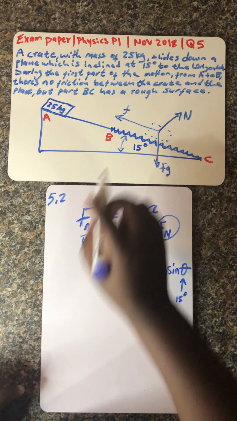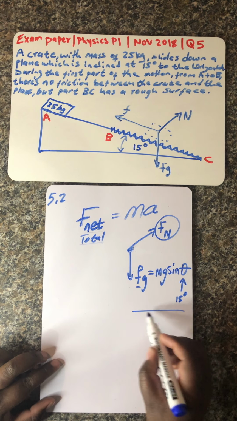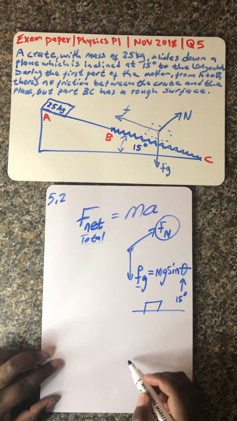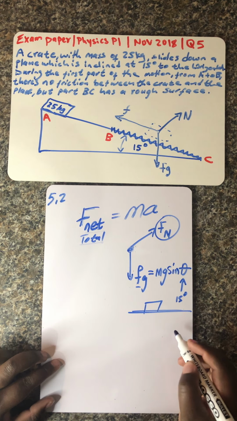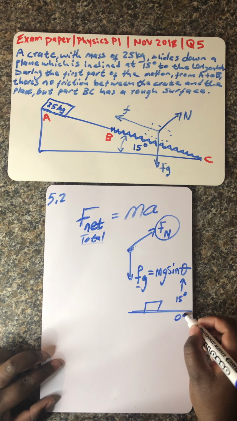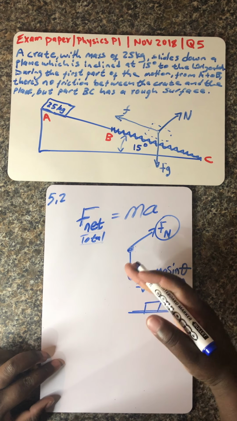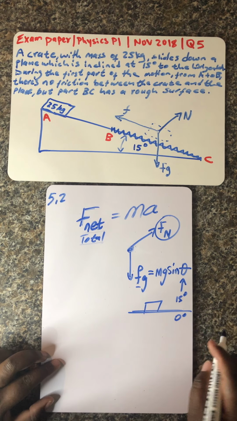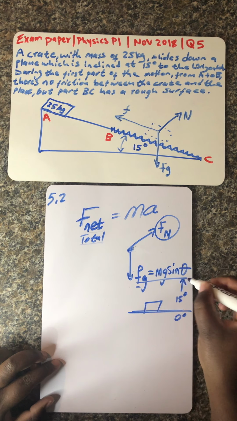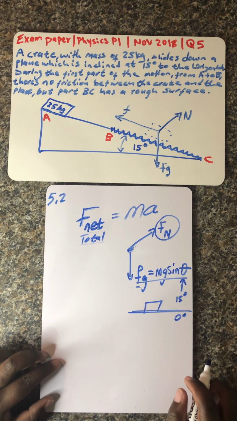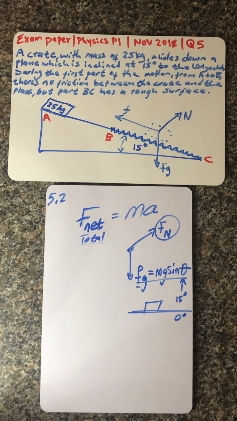Even if there was no angle, let's say that object was moving on a horizontal surface, that means the angle is 0 because there's no angle of inclination, it's just horizontal. The formula doesn't change, guys. The formula remains.